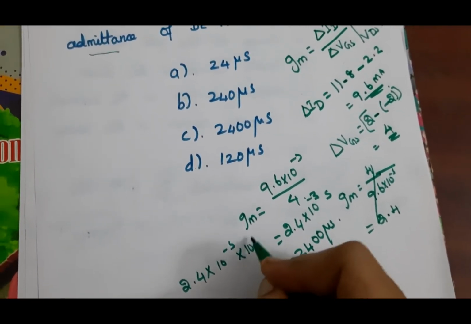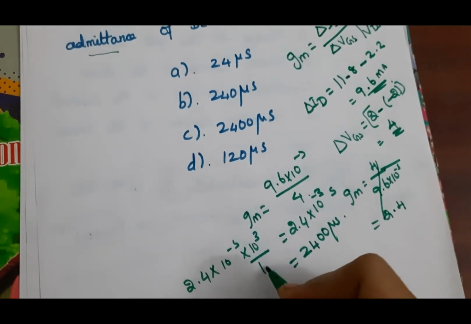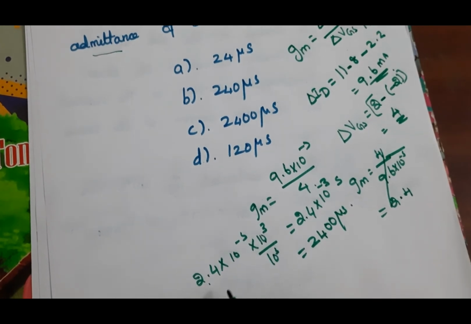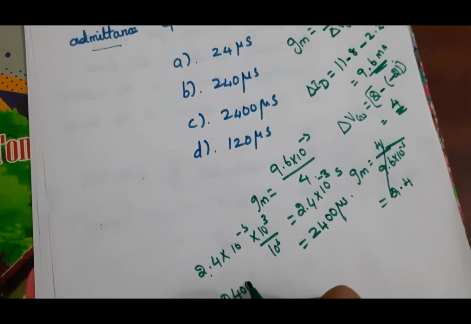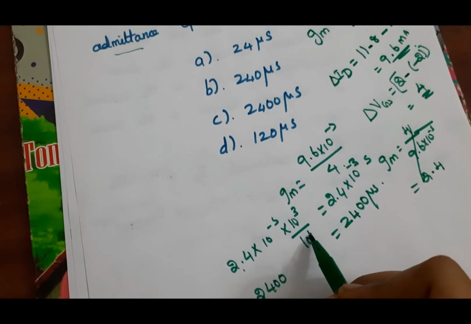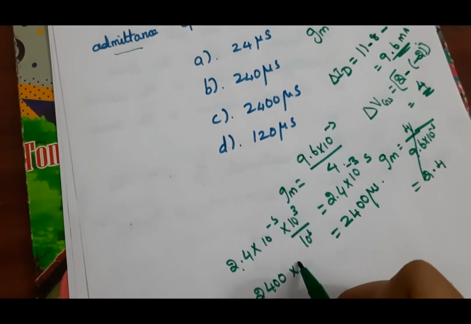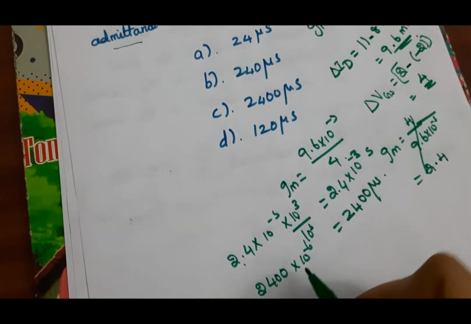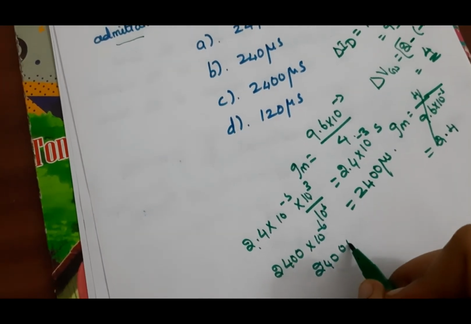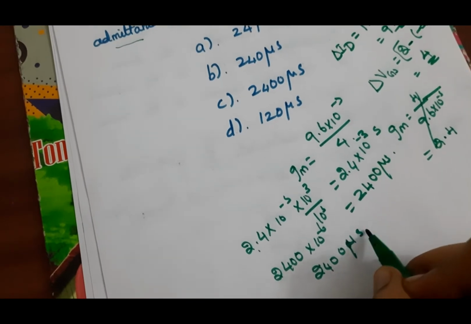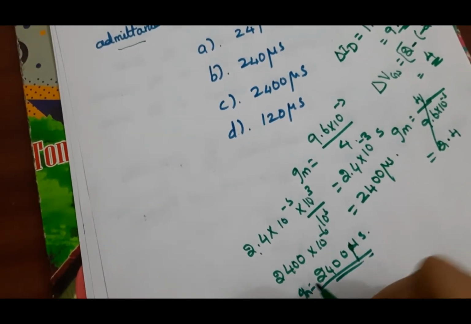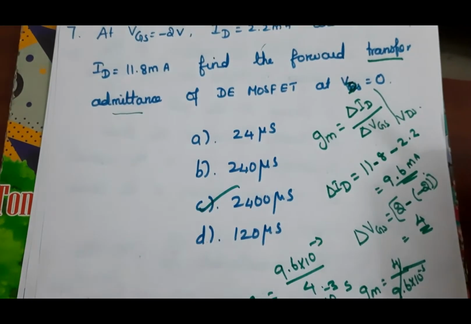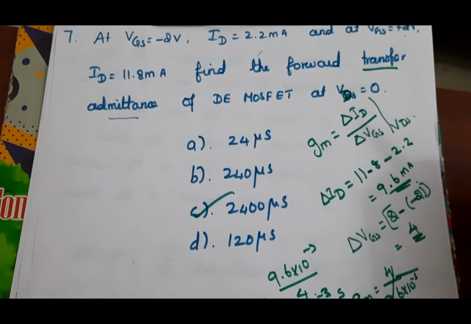So if you multiply this by 10 to the power 3 divided by 10 to the power 3, multiplying 10 to the power 3 with 2.4 will give us 2400, and the plus 3 goes upwards as minus 3. So minus 3 plus minus 3 becomes minus 6. So this is equal to 2400 micro Siemens. So the answer here is 2400. So here the answer is C, 2400 micro Siemens.